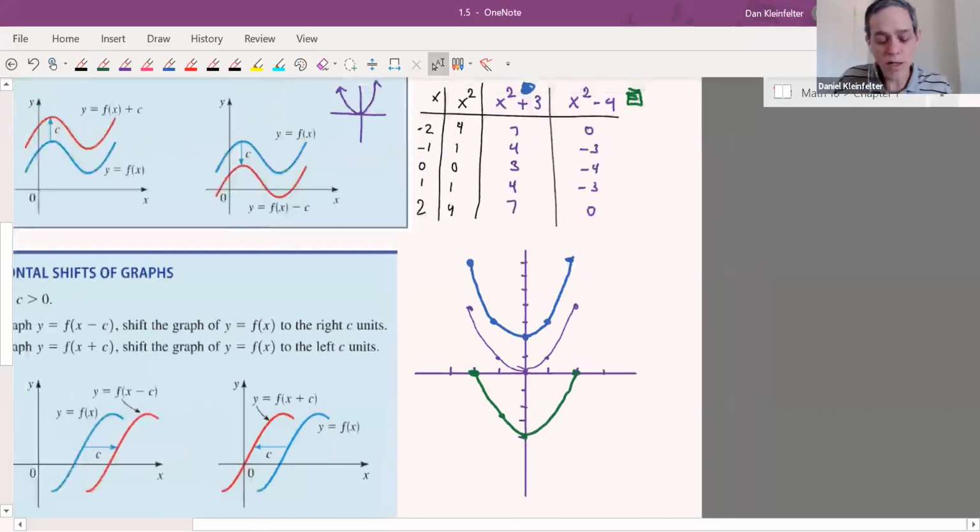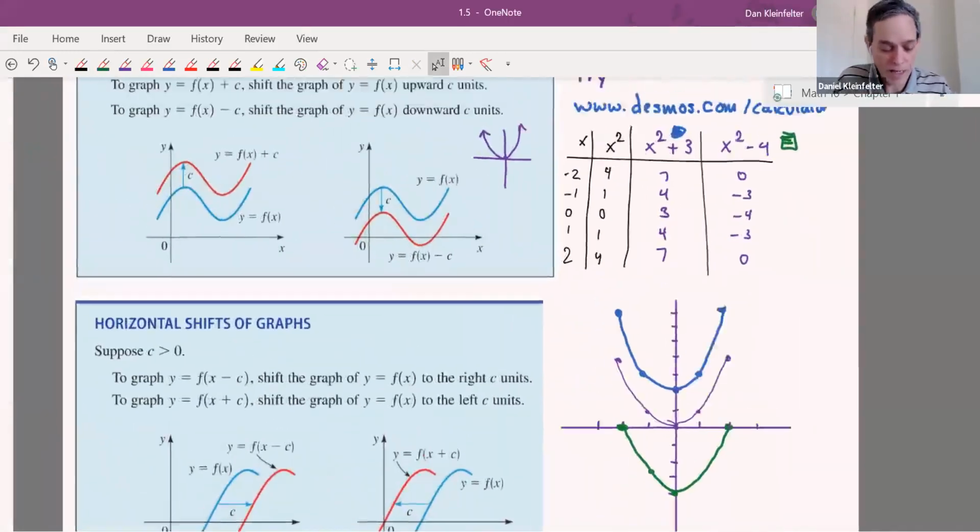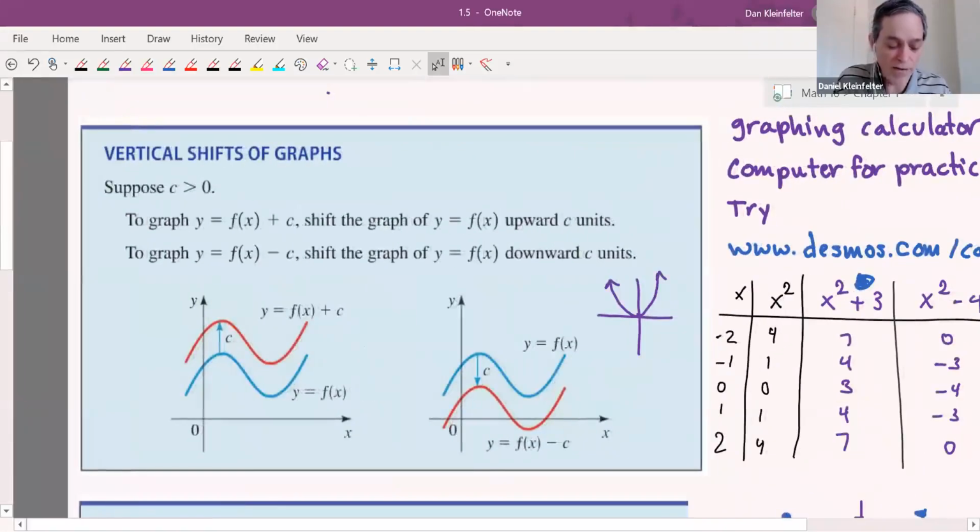All right, so the green one here should look like the purple one, but pushed down by a couple of units. So the overall idea is that if you have a graph of a function f and you add a positive value to it, that scoots the graph up by a couple of units. If you subtract a value, then that will push the graph down by a few units.